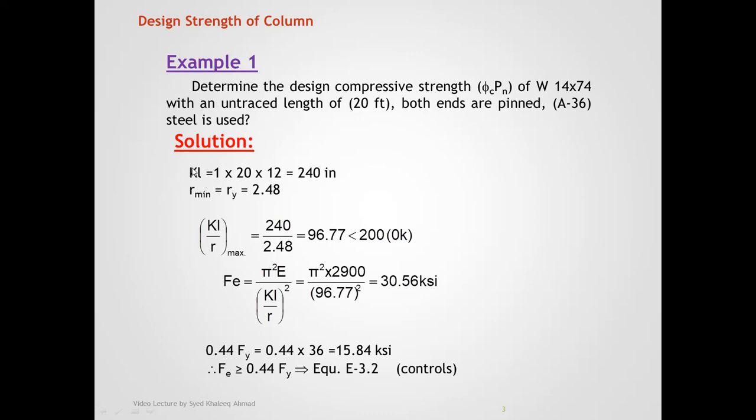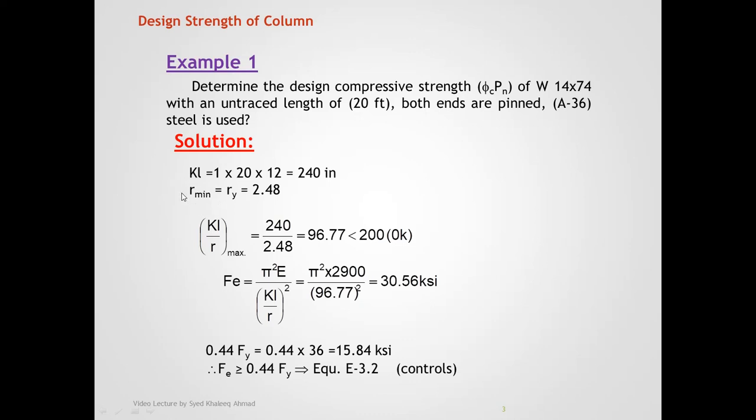So first we will calculate KL. K in this case, because both ends are pinned, will be taken as 1. L is 20, so KL, which is your effective length, will be equal to 1 into 20 into 12. We have taken this factor 12 to change foot into inch. So this is now 240 inch.